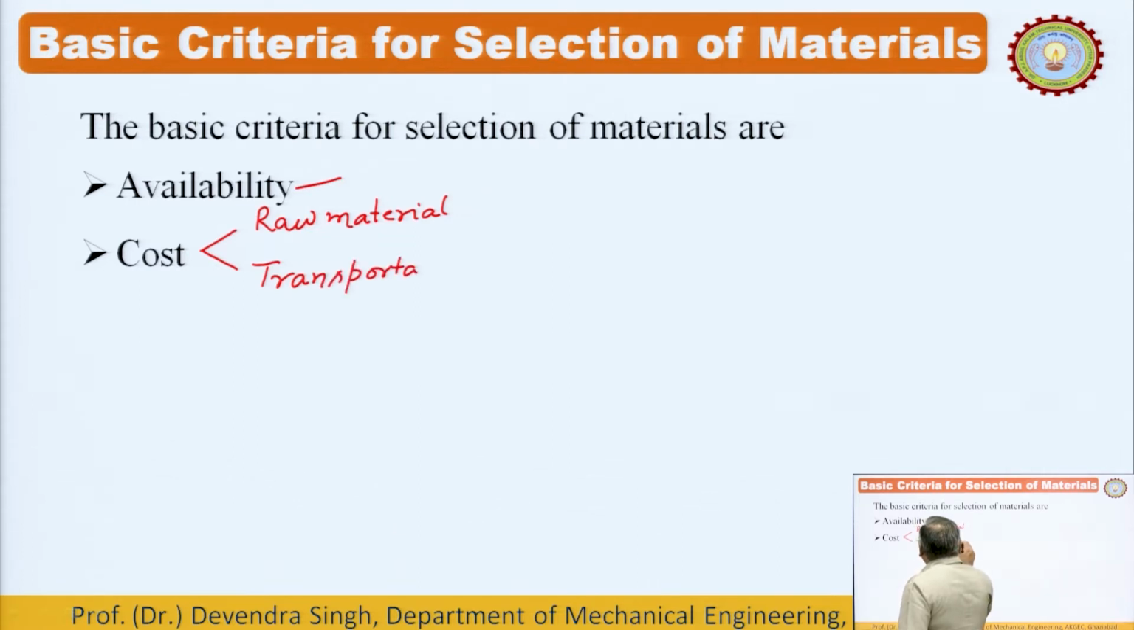If the material is not available nearby, then we need to transport the material from the place where it is available, because ultimately we need to create some product to fulfill the requirement or need of human beings. So, transportation cost will be included, and now the raw material is available after transportation. Now, we need to convert this raw material into the finished shape. So, third is the manufacturing cost.